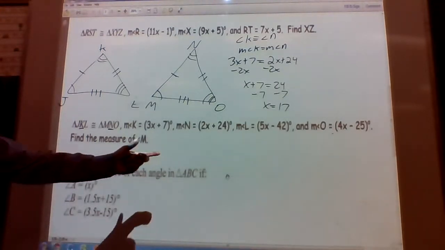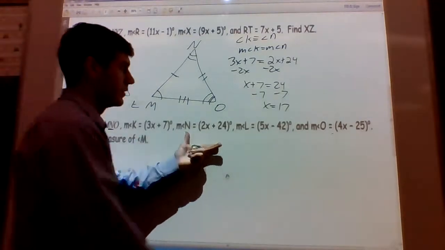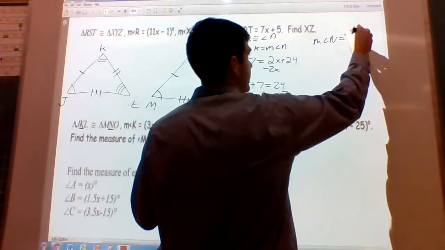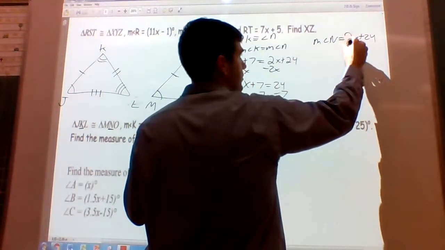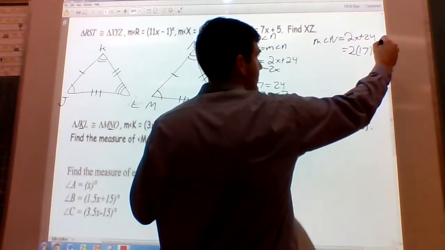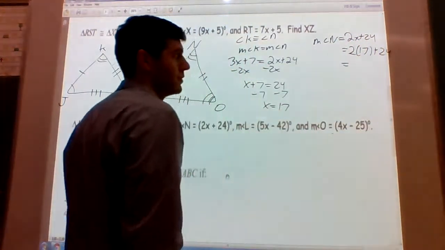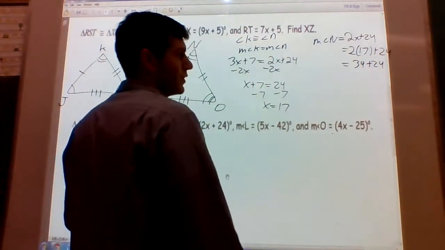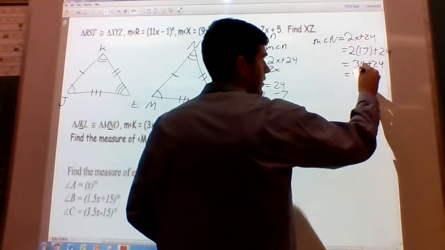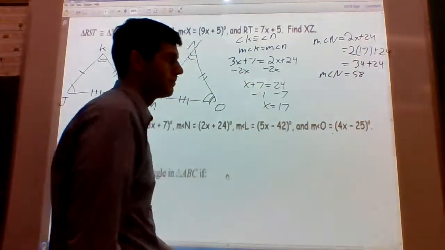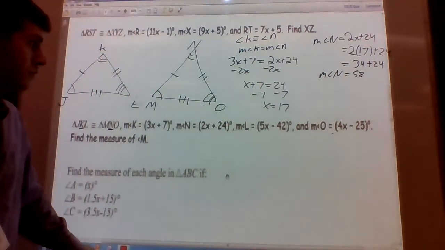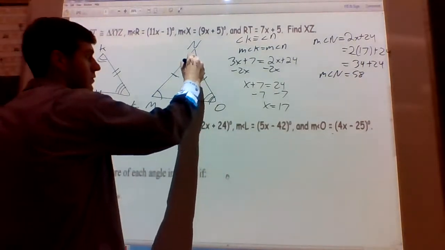So let's find the measure of angle N. The measure of angle N is equal to, we said, 2x plus 24. And now we have also said that x equals 17. So 2 times 17 plus 24. So 2 times 17 is 34. 34 plus 24 is going to give us 58. So the measure of angle N is 58. So we know this one's 58 degrees.